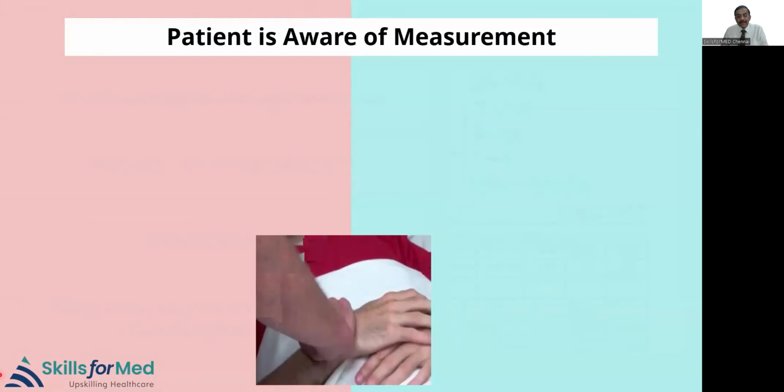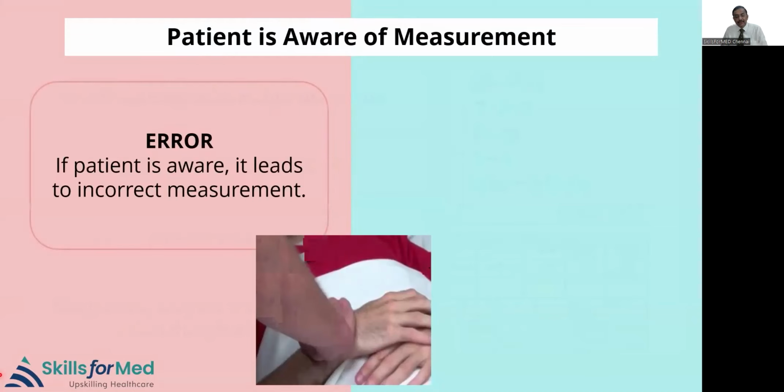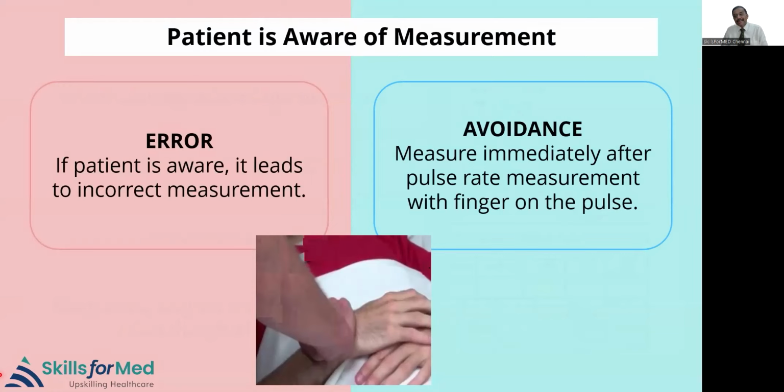The second thing which can happen is, while measuring the respiratory rate, making it known to the patient that you are measuring the respiratory rate. So the patient is aware, then they become conscious and the respiratory rate will vary. So the usual trick is to do the respiratory rate measurement soon after the pulse. You keep your finger on the pulse so that the patient thinks that you're still measuring the pulse, but then you measure the respiratory rate, looking at the chest movement of the patient. So that is avoiding awareness of the patient.